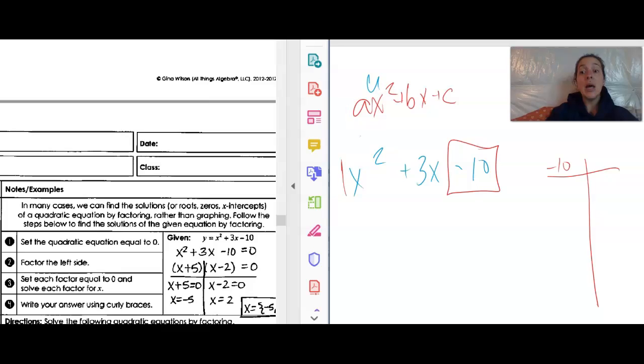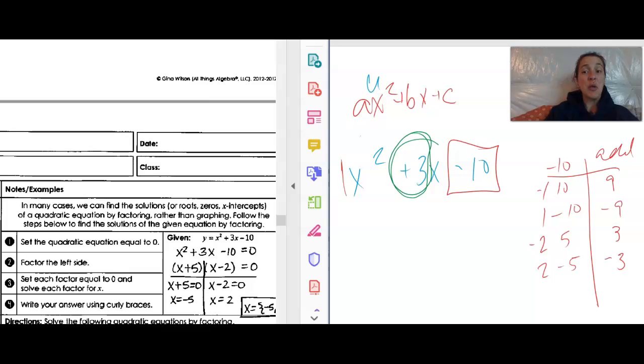So what are ways I could multiply things together to get negative 10? Well, I could have negative 1 times a positive 10, or 1 times a negative 10. 2 also works, so I could have 2 and negative 5, or negative 2 and 5. And those are the only ways I can multiply to get negative 10. So then when I add them together, I would get 9, negative 9, 3, and negative 3. Because my b value is a positive 3, that's the one I want to deal with.